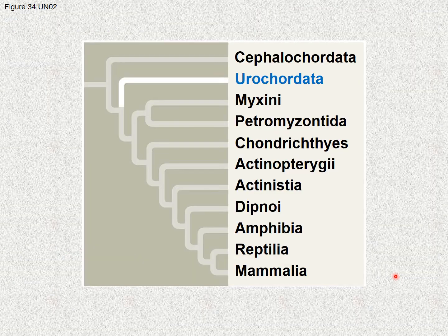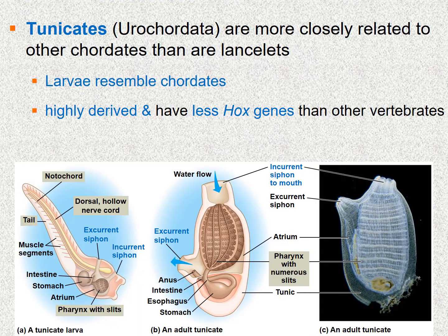The other basal group, which is the next to evolve, is called the urochordata. Urochordata include the tunicates. These are going to be more closely related to the other chordates than the lancelets, as shown in the tree. So these most resemble the chordates during their larval stage. You can see in the larval stage they have the chordate body plan: the notochord, the postanal tail, the dorsal hollow nerve cord, and the pharynx with slits, so pharyngeal slits. They also have an in-current and ex-current siphon, which allows the suspension feeding to occur. So this is how it draws in the water and filters the food particles.